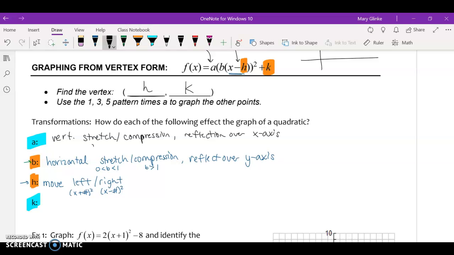So the vertical stretch is going to be if a is greater than 1. The compression if a is between 0 and 1. And then it is going to be a reflection over the x-axis if a is negative. For your k value, that's going to move your graph up and down. And so that's going to do exactly what you think it is. So if it's plus a number at the end, it moves it up. If it's minus a number, it moves it down.